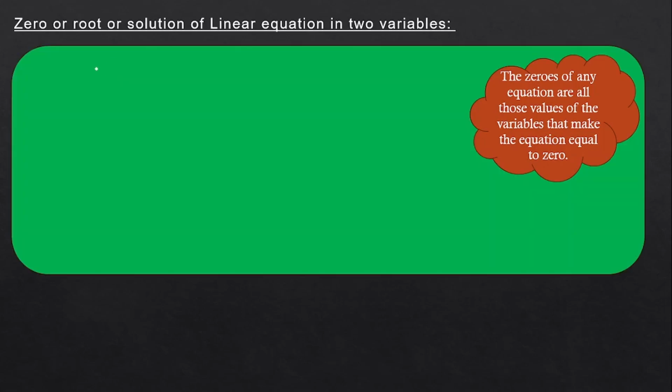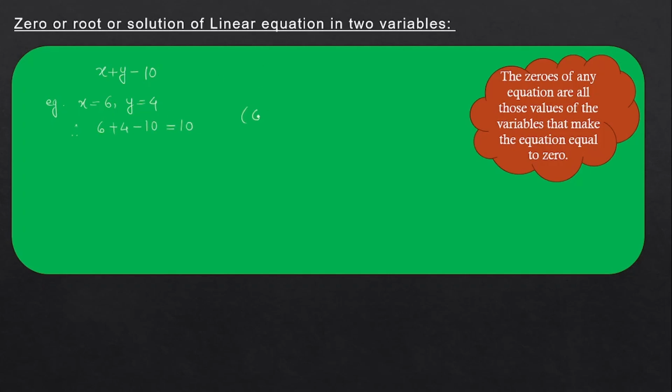Let us understand. Suppose I am having a linear equation in two variables as x plus y minus 10. All values of x and y which make the value of this expression equal to 0 will be called its zero. For example, if I take x as 6 and y as 4, on substituting I get 6 plus 4 minus 10 is equal to 0.